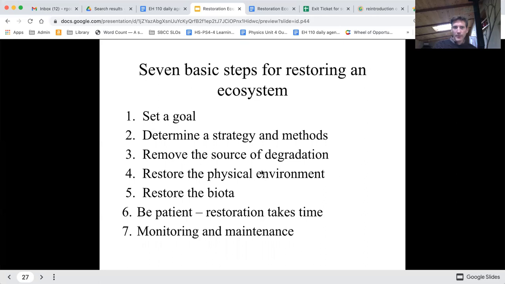There are 7 basic steps here, and you have to have a goal. So deciding, are we going to try to restore it? We're just going to try to rehabilitate it and let it go from there. Are we going to try to enhance this and make this a really killer functioning system? So determine your strategies and your methods. Always have to have a plan. One of the biggest things I want to focus on is number 3, removing the source of the degradation. No point trying to restore it if whatever was damaging it is still there.